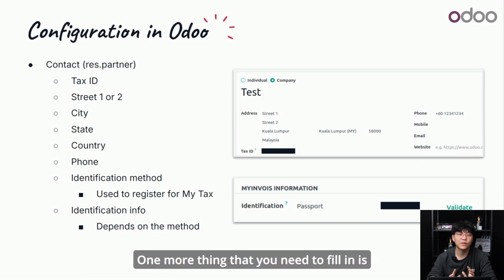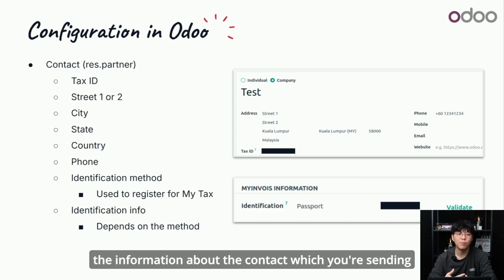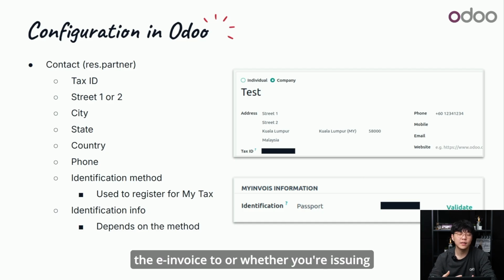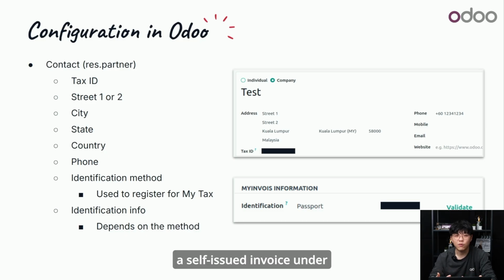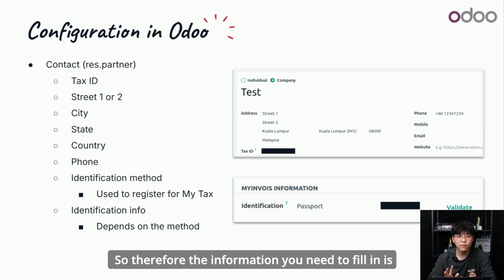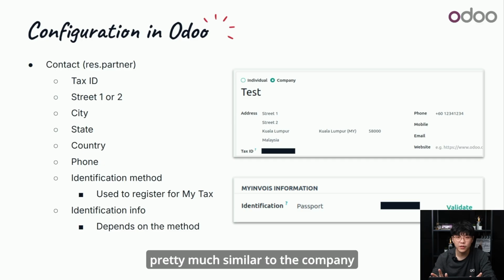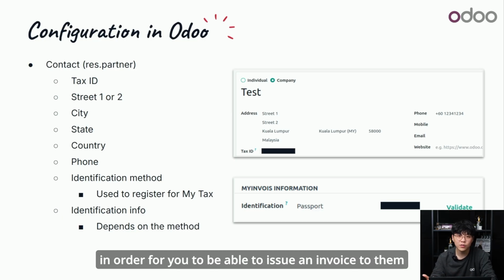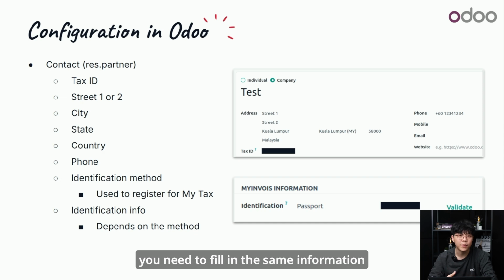One more thing that you need to fill in is the information about the contact which you're sending the e-invoice to, or whether you're issuing a self-issued invoice under. So the information you need to fill in is pretty much similar to the company information. But this is something you have to be aware of. Every time you create a new contact, in order for you to be able to issue an invoice to them, you need to fill in the same information.